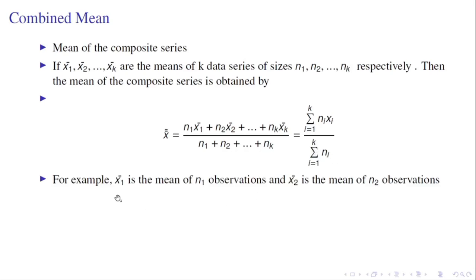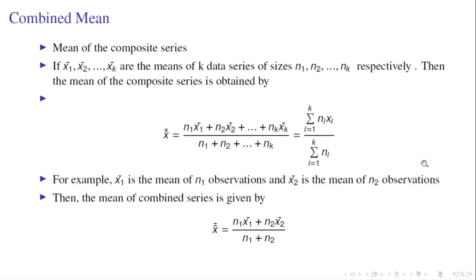For example, x1 bar is the mean of n1 observations and x2 bar is the mean of n2 observations. Then the mean of the combined series is given by x double bar = (n1 x1 bar + n2 x2 bar) / (n1 + n2).